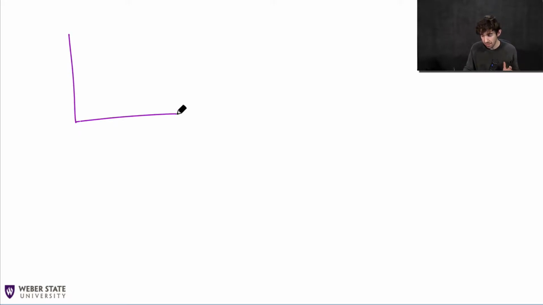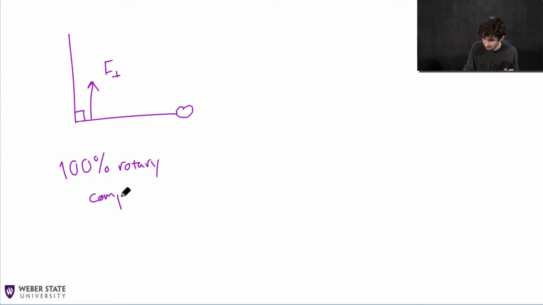The first and basically the simplest thing is imagine we're dealing with the same problem. Here's a weight or an arm. We're at 90 degrees. The bicep is pulling at a force exactly at 90 degrees, or perpendicular. Well, great. This is a 100% rotary component force vector. This is going to cause movement, absolutely.